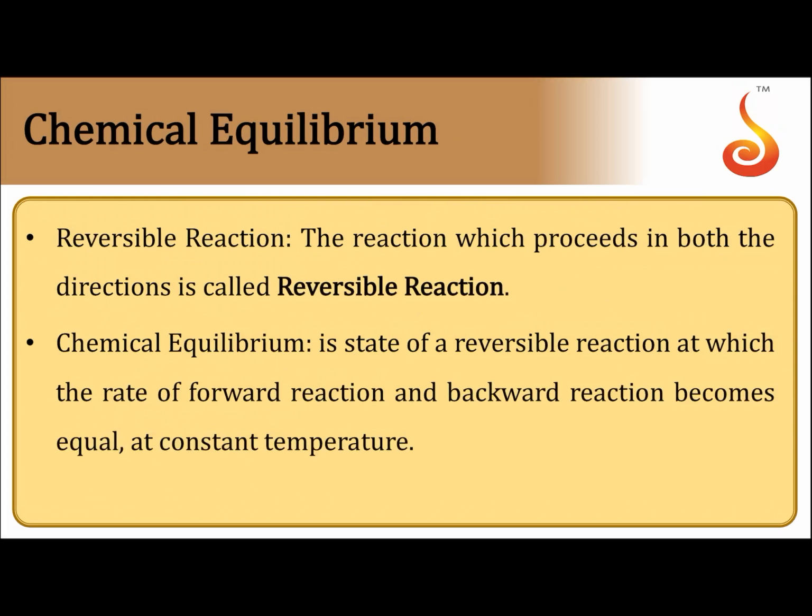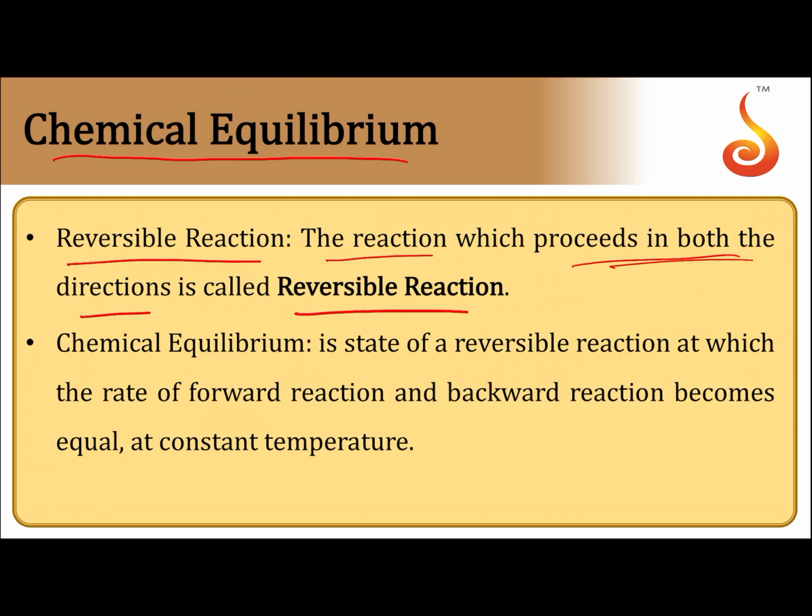Then comes chemical equilibrium. For this we want to know the meaning of a reversible reaction first. A reaction which proceeds in both the directions is called a reversible reaction. Both the directions means here reactants have to convert into products, and then products must convert into reactants also. Such a type of reaction can be called a reversible reaction.